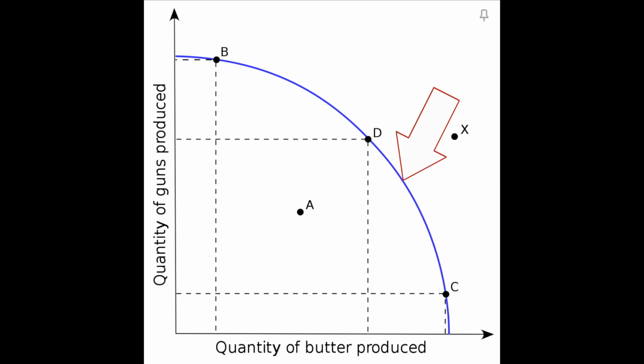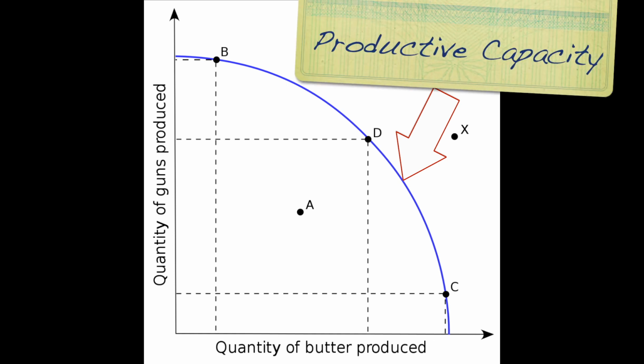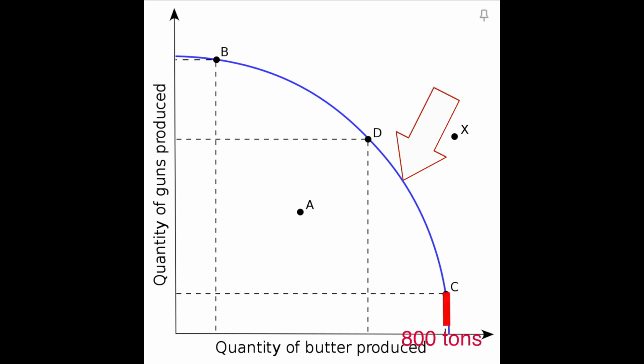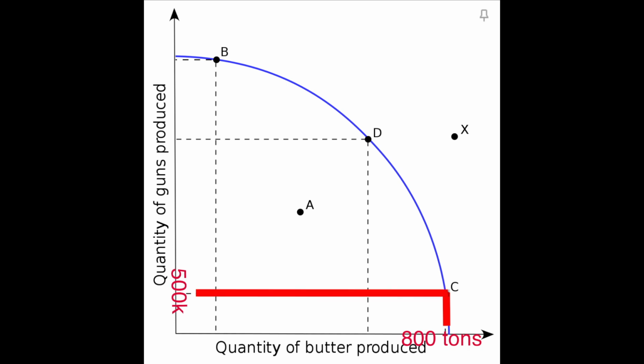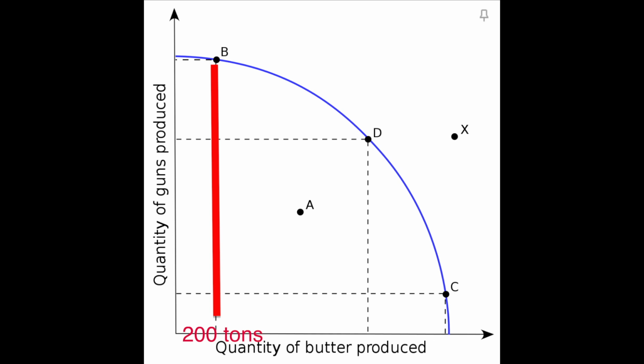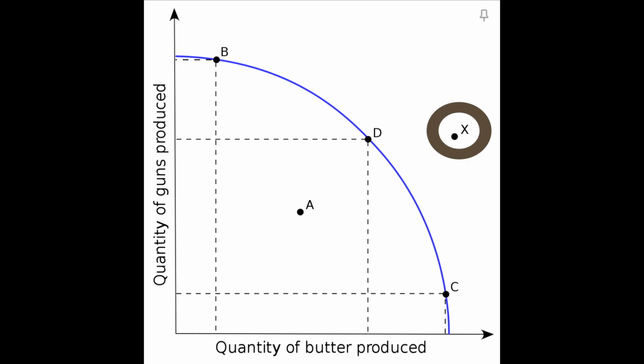The blue line represents the maximum amount of each good that can be produced by the economy. This is also known as the productive capacity of an economy. If there are, let's say, 800 tons of butter produced, then the economy can only support the production of 500,000 guns. If there are, let's say, 200 tons of butter produced, then the economy can support the production of 1.5 million guns. Point X is impossible to reach because it's outside of the economy's productive capacity. Well, it's not entirely impossible, but I'll get to that in a little bit.